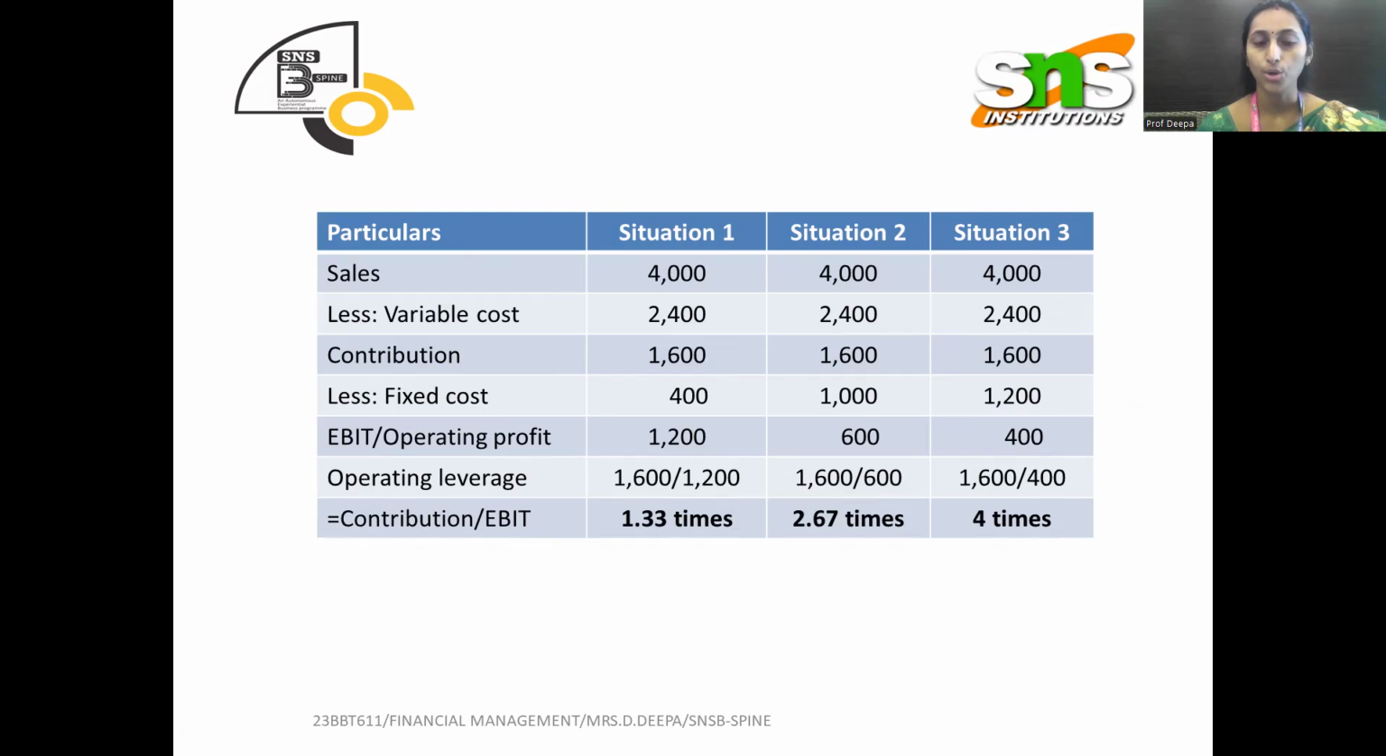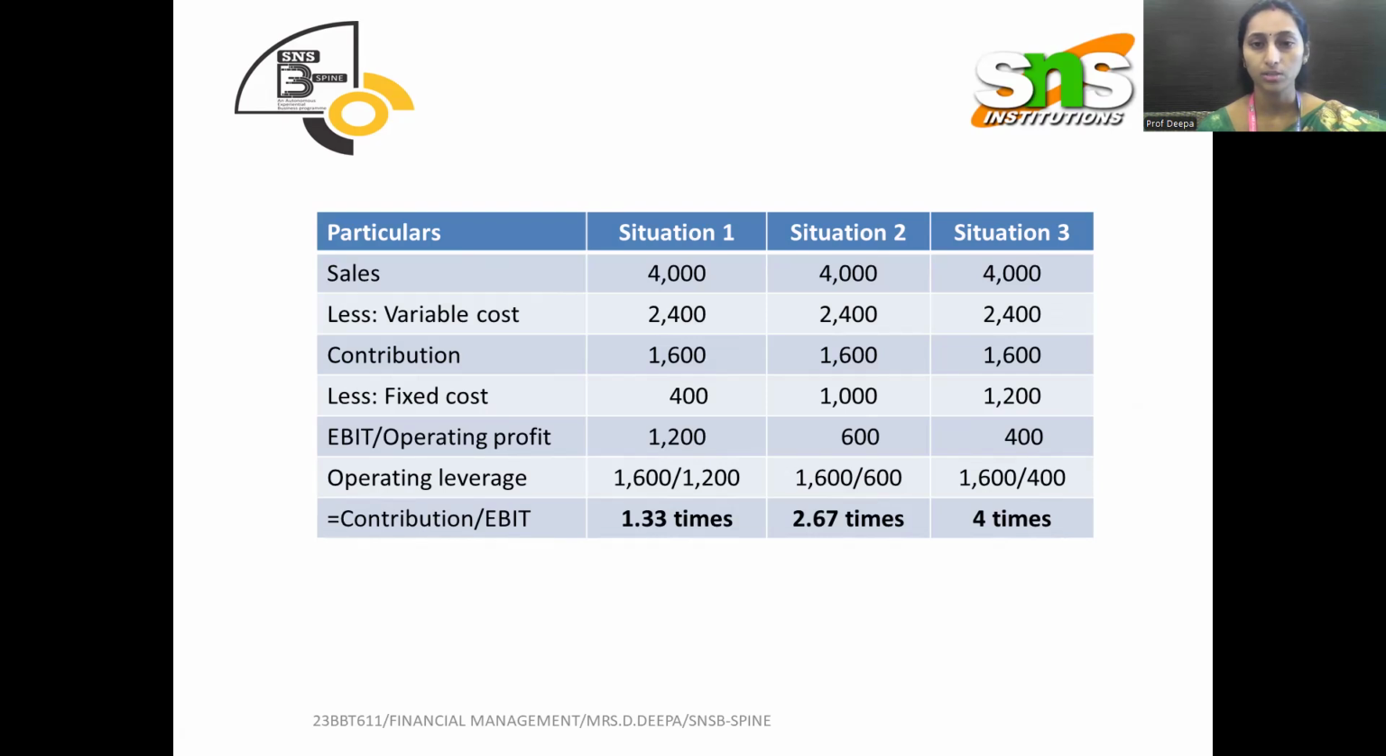Once we have calculated contribution as well as EBIT, calculation of operating leverage is very simple. Its formula is contribution divided by EBIT. This EBIT is also called operating profit, since we are studying operating fixed costs. That is the main meaning of operating leverage. So this is the structure. Now we deal with the numbers.